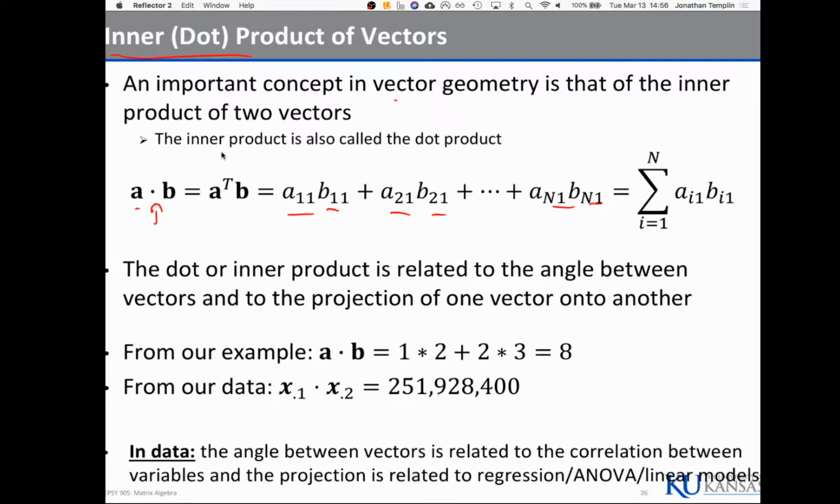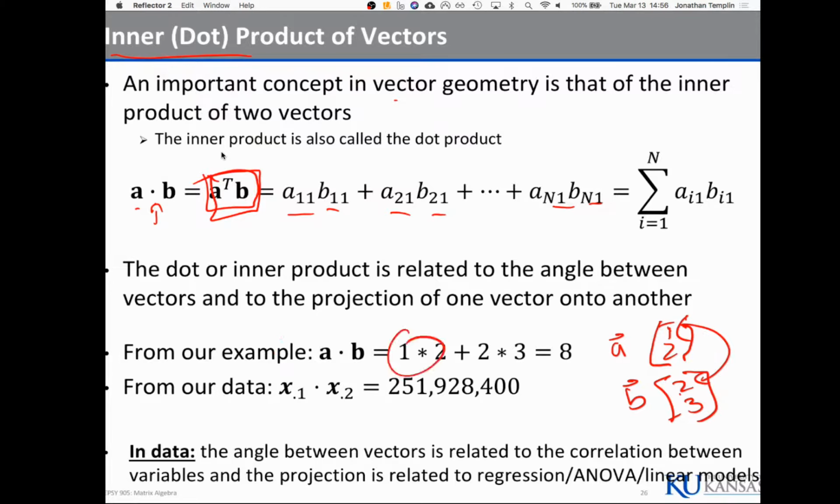When we get to formal matrix multiplication, it's actually going to look like this, A transpose B, but we're not there yet. So let me give you an example. From our example before, our vector A was 1, 2, and B was 2, 3, I believe. So here, if we take 1 times 2, this pair right here, and we take 2 times 3, that's right here, and then we add them together, we get an 8. That's what that happens to be. Do the same thing with our data, we get very big numbers.